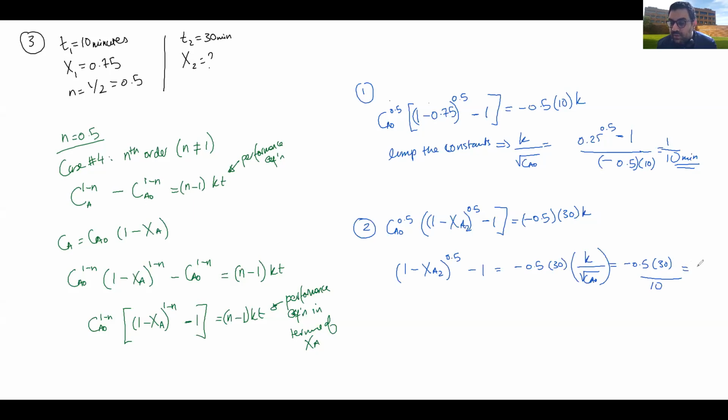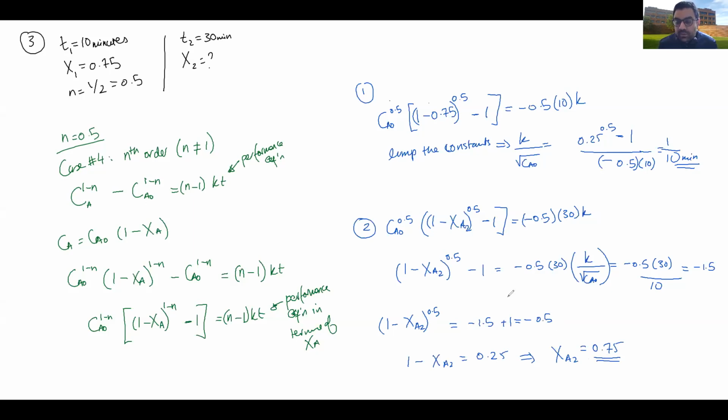And this will basically be minus 1.5, right? So now I just continue solving the algebra. 1 minus XA^0.5 is equal to minus 1.5 plus 1. So I just moved this one to the other side. This is equal to minus 0.5. I square both sides, so I get 1 minus XA2 is equal to 0.25. And basically XA2 is equal to 0.75. Okay, so algebraically, this is the answer you get.